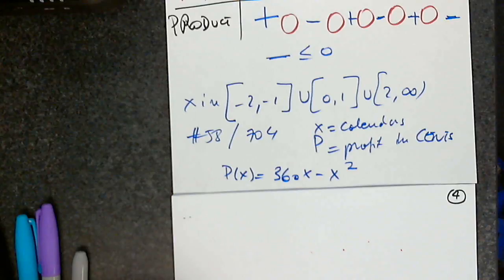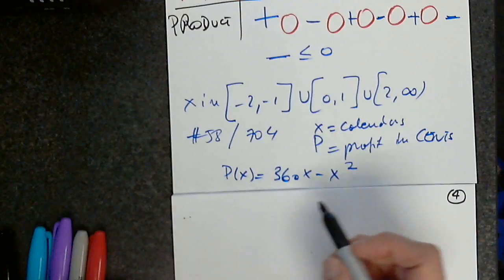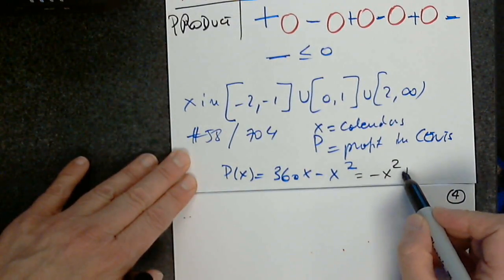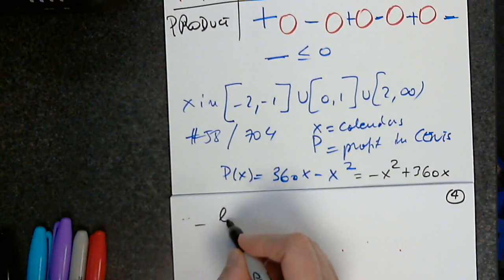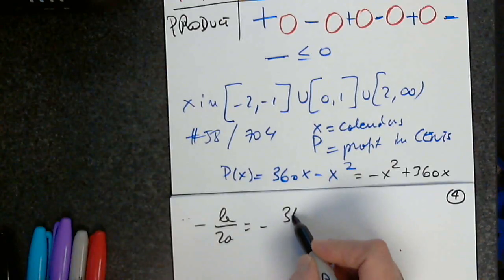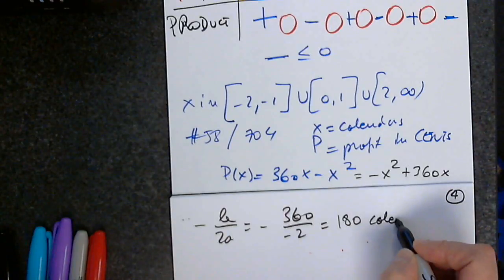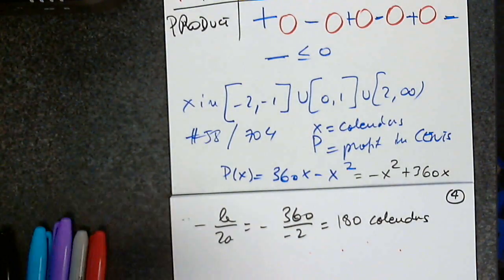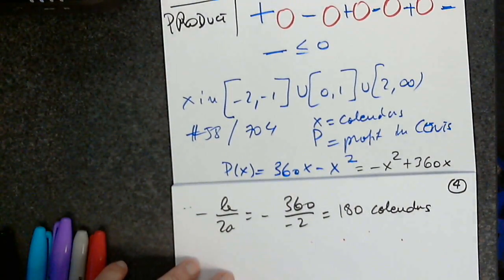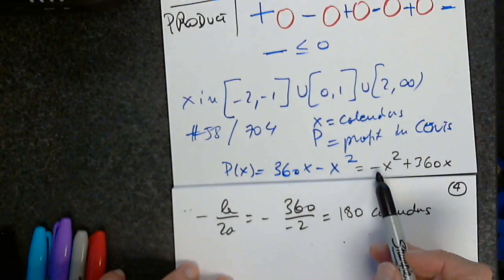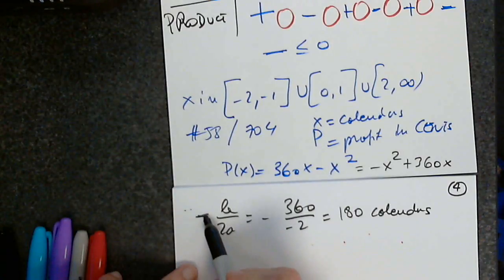What type of function is it? Yes, quadratic. So does it have a maximum? It has a maximum because the leading coefficient is negative. And the maximum is determined with negative b over 2a, which is negative 360 divided by 2 times negative 1. So I have 180 calendars. The answer must be positive, right? 2 times a, 2 times negative 1 is negative 2, and the formula has negative in front.